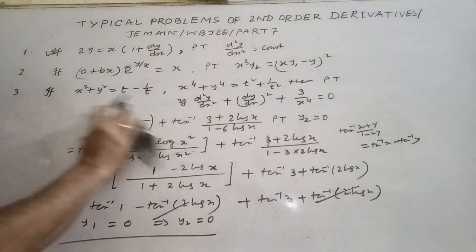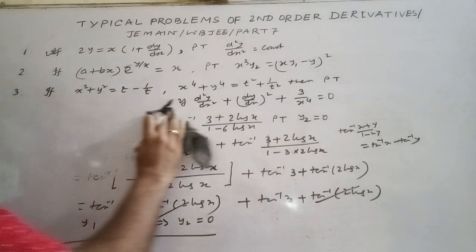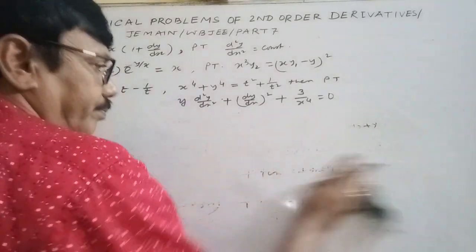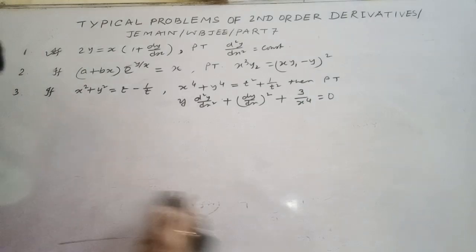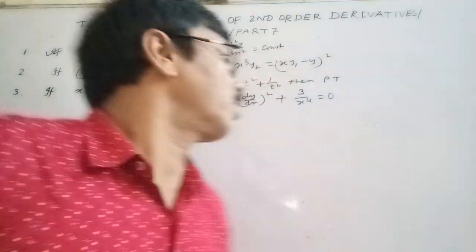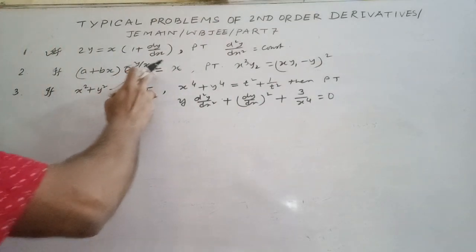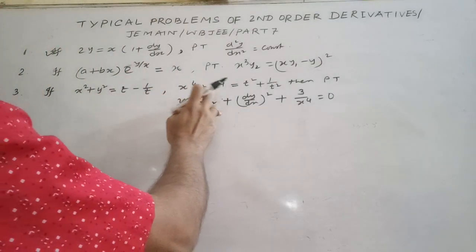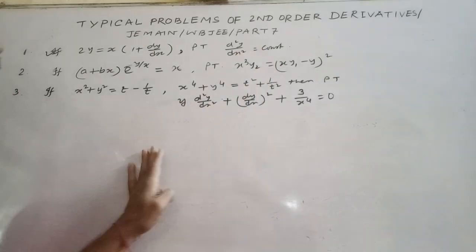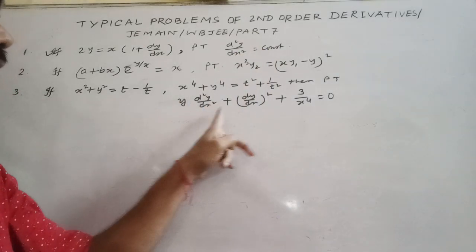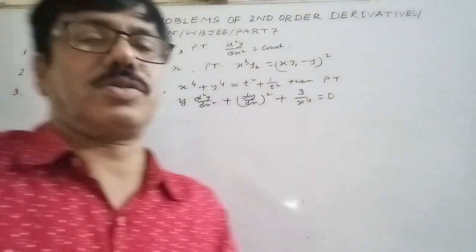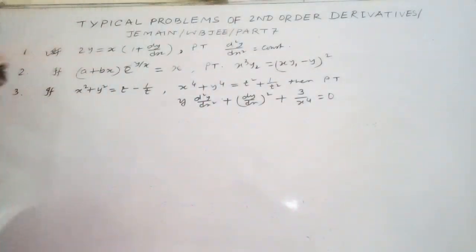Next, problem number 3. x squared plus y squared equals t minus 1 by t. x to the power 4 plus y to the power 4 equals t squared plus 1 by t squared. Prove that y into y2 plus y1 squared plus 3 y x to the power 4 equals 0.